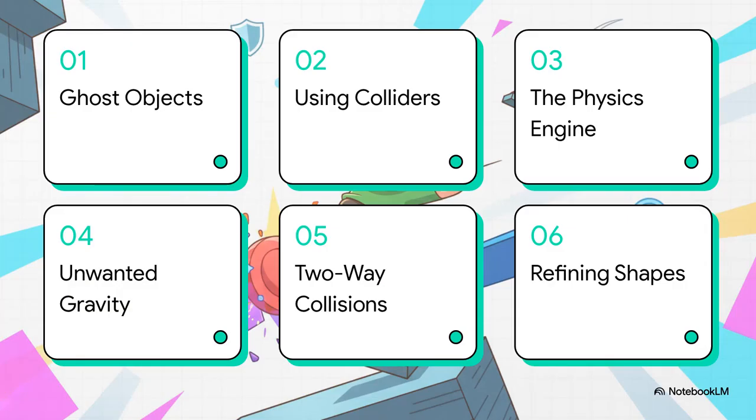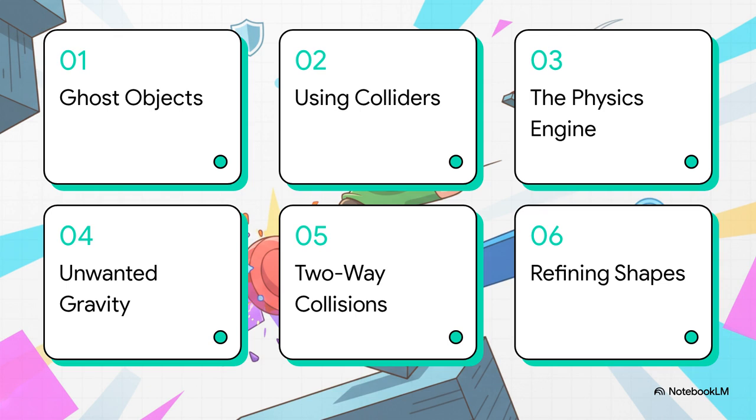So here's our game plan. We'll start by tackling that ghost objects problem head-on. Then we'll give our objects some physical boundaries using things called colliders. After that, we'll introduce them to the physics engine with rigid bodies. We'll even fix a weird gravity issue that pops up, create some awesome two-way collisions, and finally, we'll tweak the shapes to get the game feel just right.